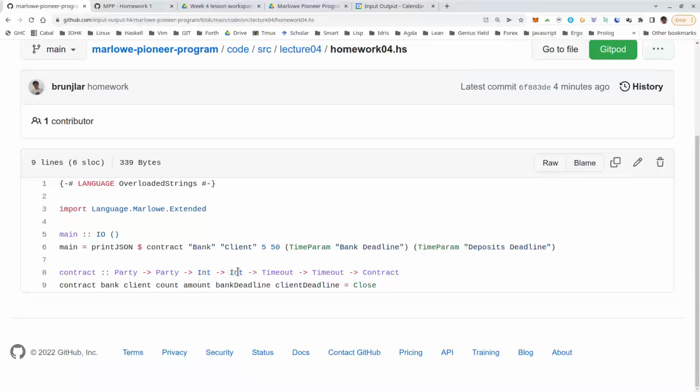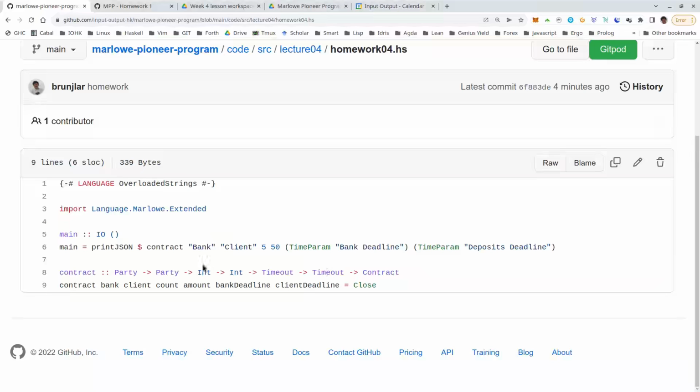Then this is the amount that the client has to pay in with each deposit. And the rule is that the bank has to pay the total. So if it's 5 rounds and this here is 10 ADA, then the bank would have to pay 5 times 10 equals 50 ADA. The first timeout is the timeout until when the bank has to make his deposit, and the second timeout is the timeout until when the client has to make all his deposits.